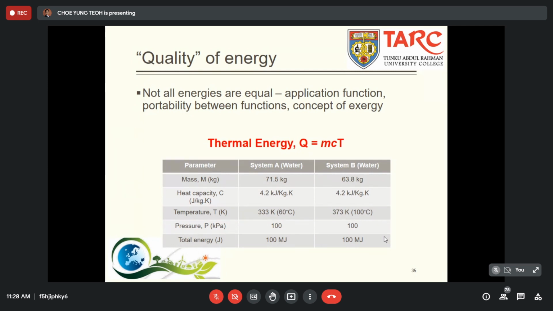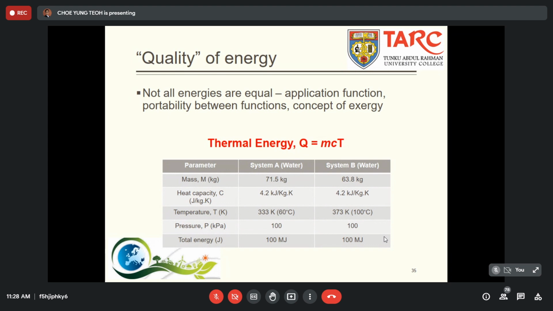Okay, so maybe I give you an example. Let's say I have 100 ringgit of cash, and I have 100 ringgit of product. Maybe I have whatever product worth 100 ringgit. Supposedly the value is actually the same. One is 100 ringgit of cash, one is a product worth 100 ringgit.